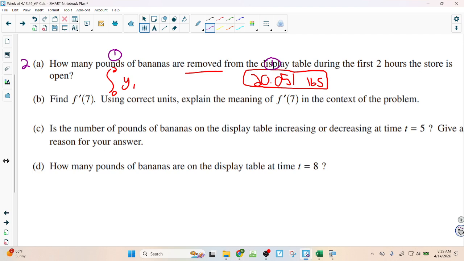A rate, sometimes a rate with a table. Find f prime of 7. Using correct units, explain the meaning of it. So I think we can just type in y prime 1, basically, right? Like y1, I guess. I don't know how to say this better. But f prime of 7 is certainly something we should be able to get from our calculator. Now, probably more important is explaining what the heck that means. But let's figure out what f prime of 7 is.